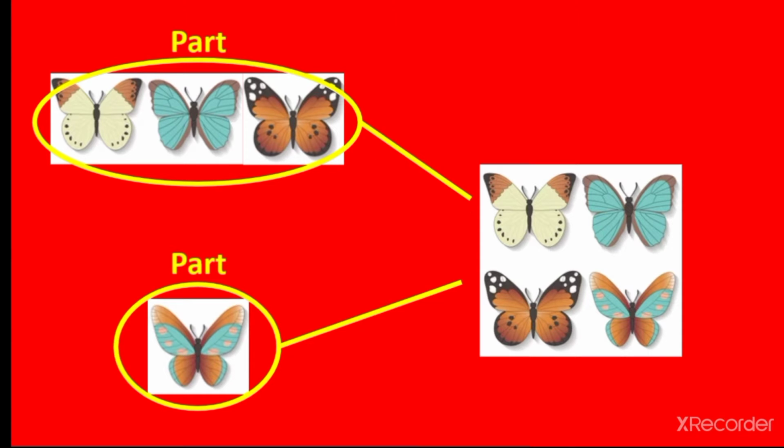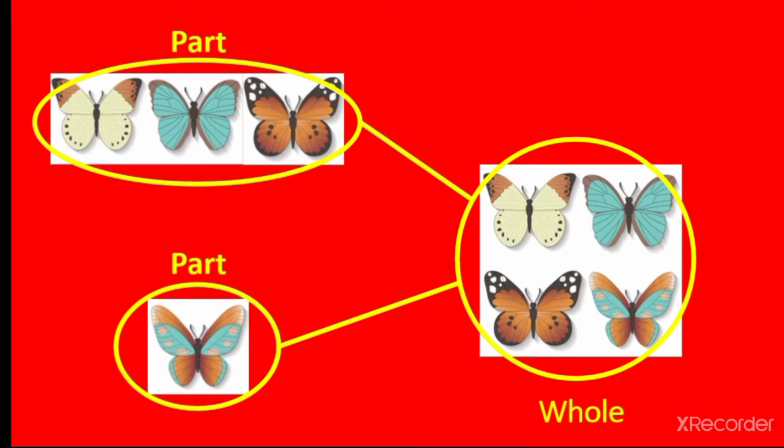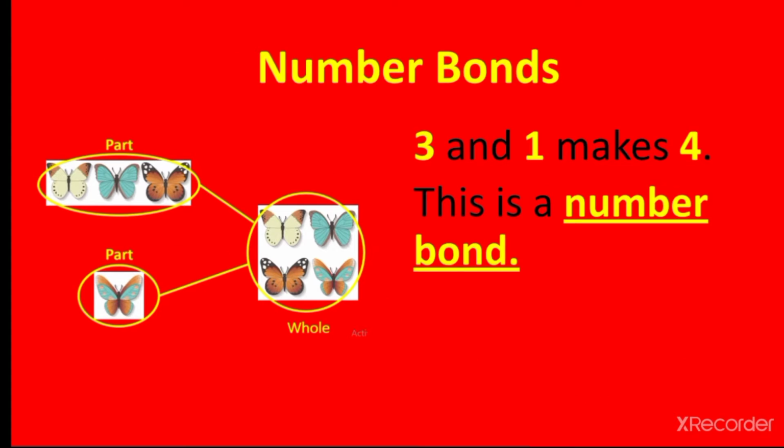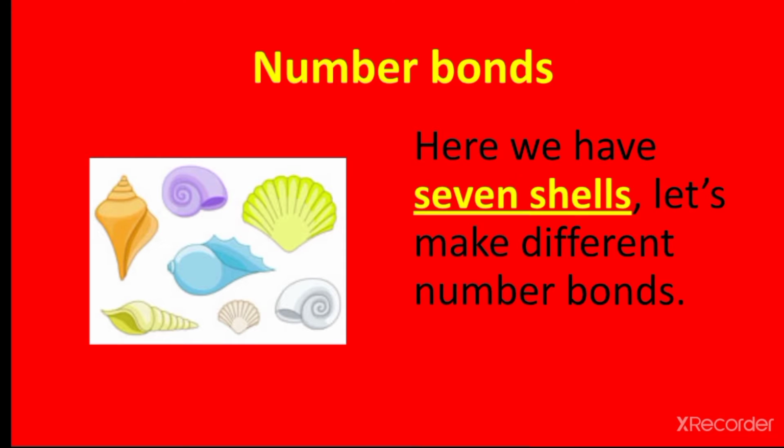3 plus 1 will give you 4. This is a whole number. 3 plus 1 is 4. As you can see, 3 and 1 makes 4. We call this a number bond. Any number can be divided into 2 parts. Let's take a look at different ways to divide a number.